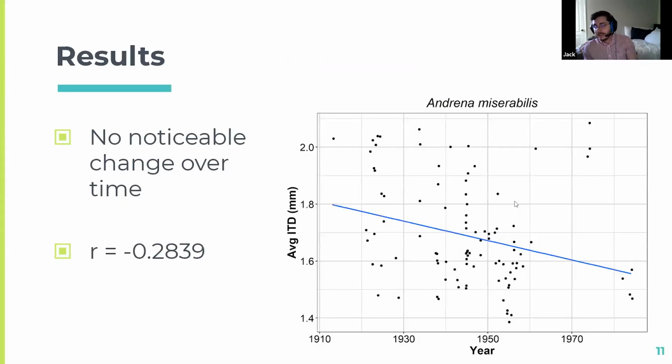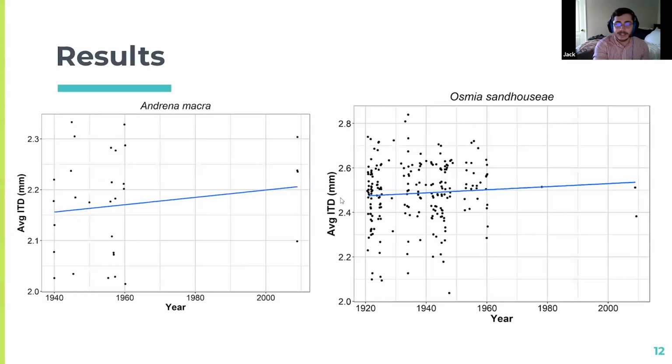Unfortunately, for all the data that I collected, there really was no noticeable change in size over time for any of my species. The highest correlation coefficient I could find was negative 0.28, which is nowhere near significant. You don't even really need any heavy statistical tests to see this, as the line of best fit for almost all of my graphs is basically flat.